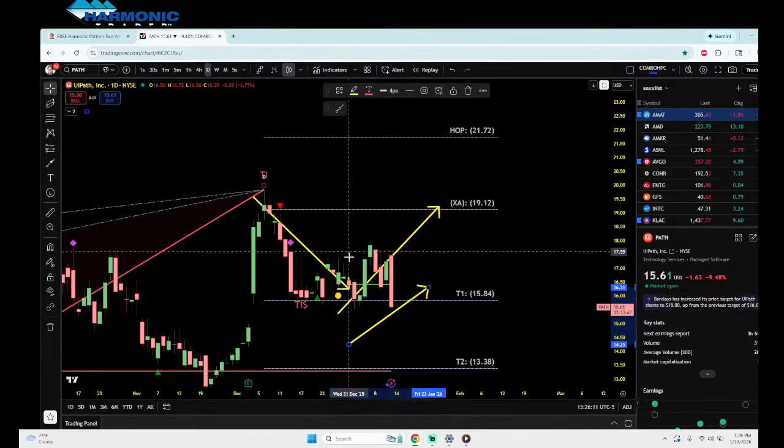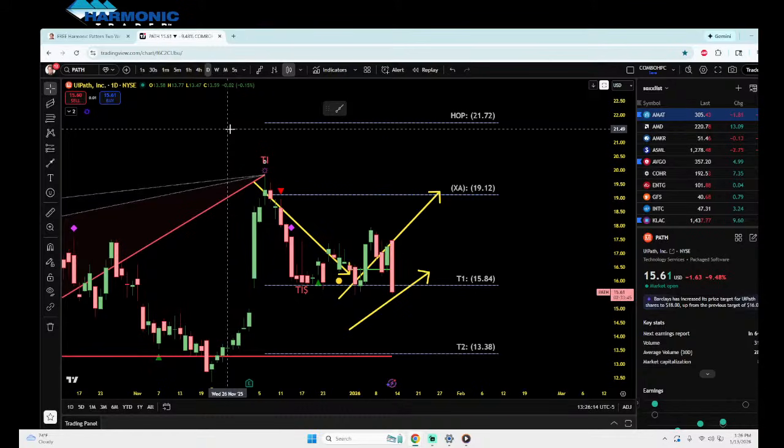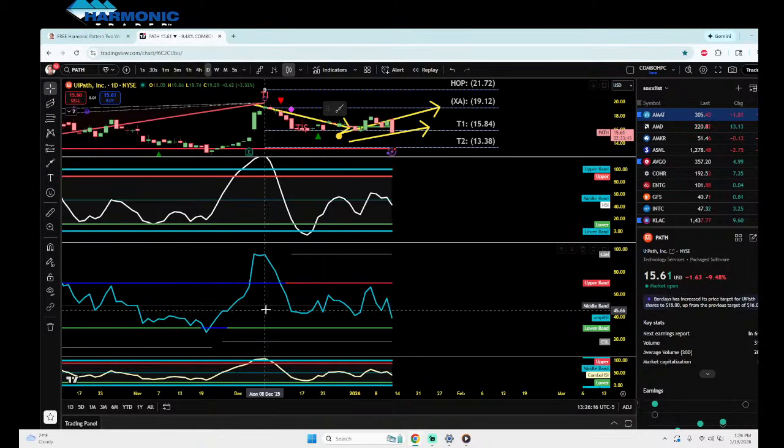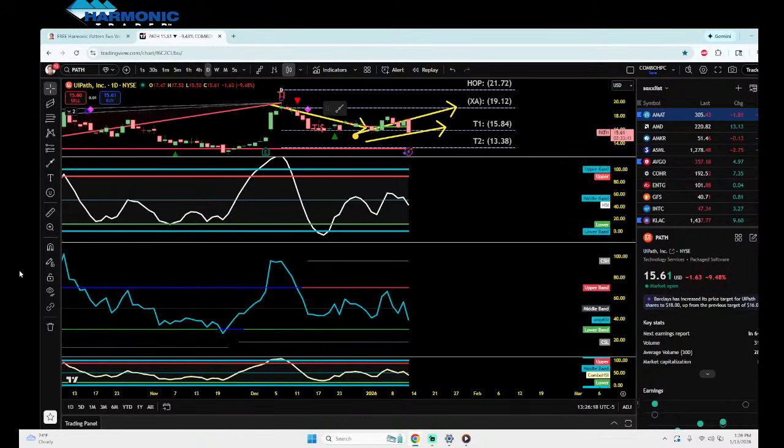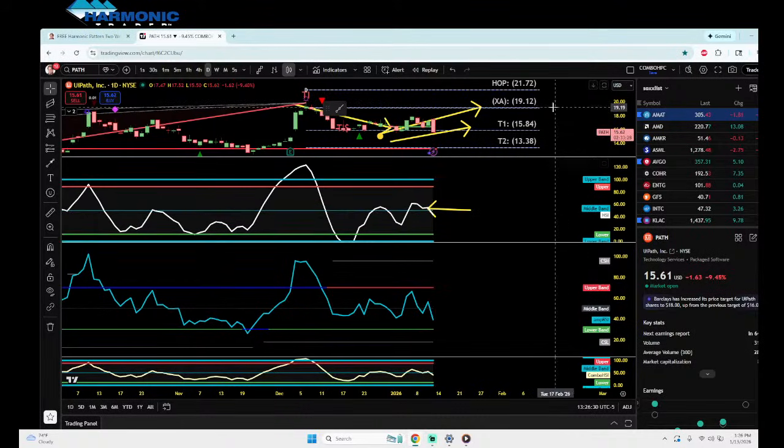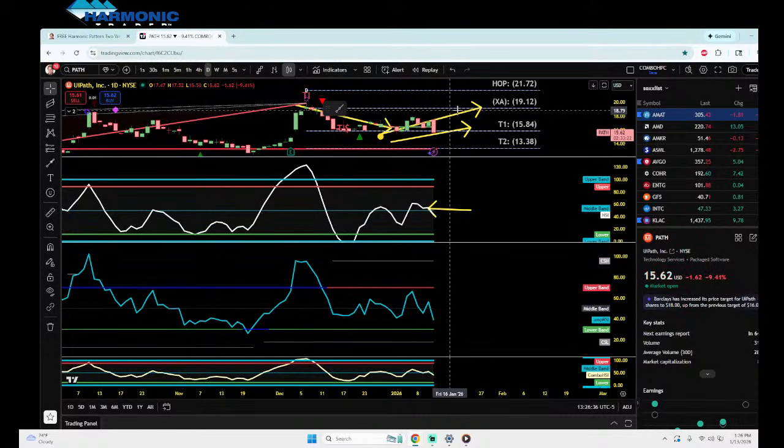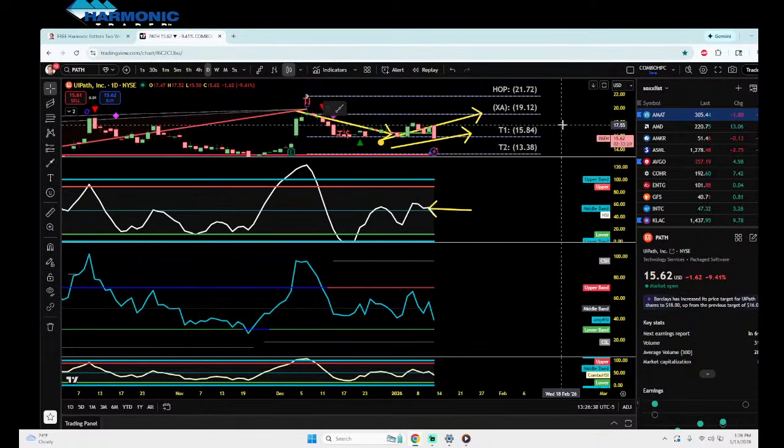Where's your 50 level? Yeah, see your 50 level. Especially HSI, you got to 50 and you couldn't continue and you rolled back down. Two days ago you were back down on 50. That's not my preferred play, but I would still be looking for the return, but not until this thing can get its act together.